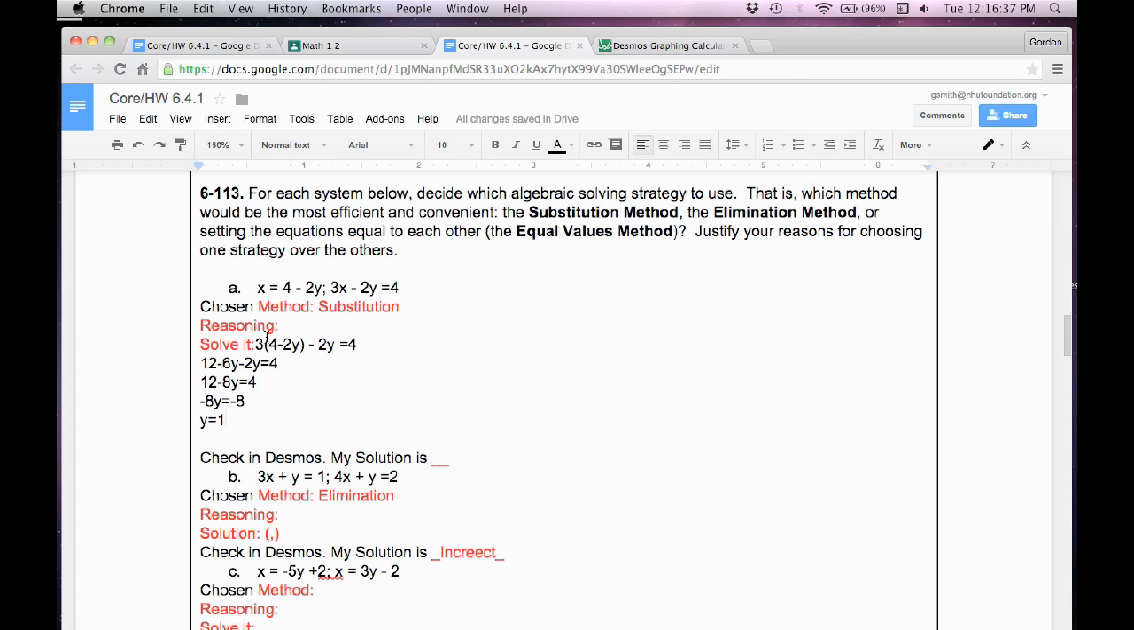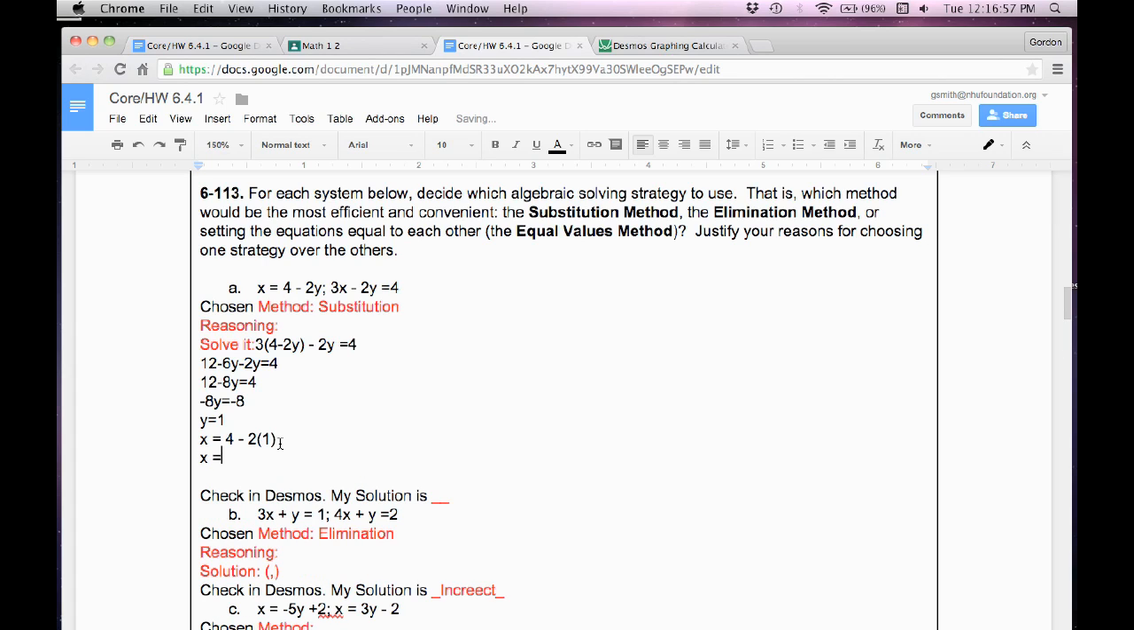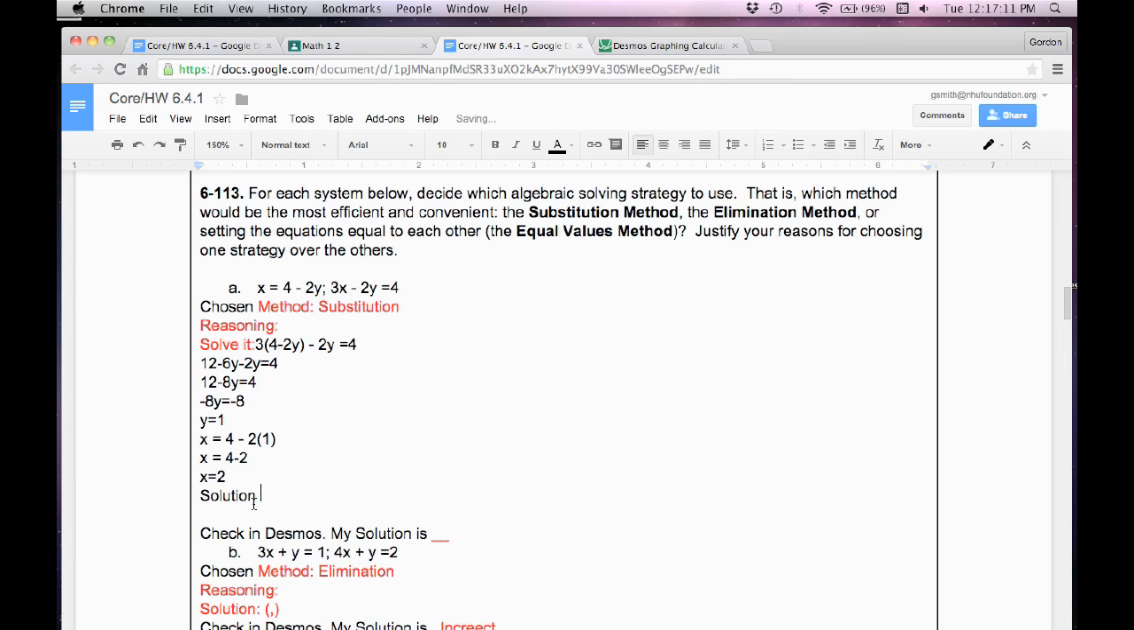Okay, now that I know that y is 1, I can replace y in one of these equations with 1. So I'll replace it in this first equation. I'd be allowed to use either one, but I'll use this one just because. And what that allows is for us to solve for x. So 2 times 1 is 2, so we can now say x is equal to 4 minus 2. Therefore, x equals 2. So our solution is x is 2, y is 1. The solution is 2, 1. I'll put all this in red to show that it is my work.